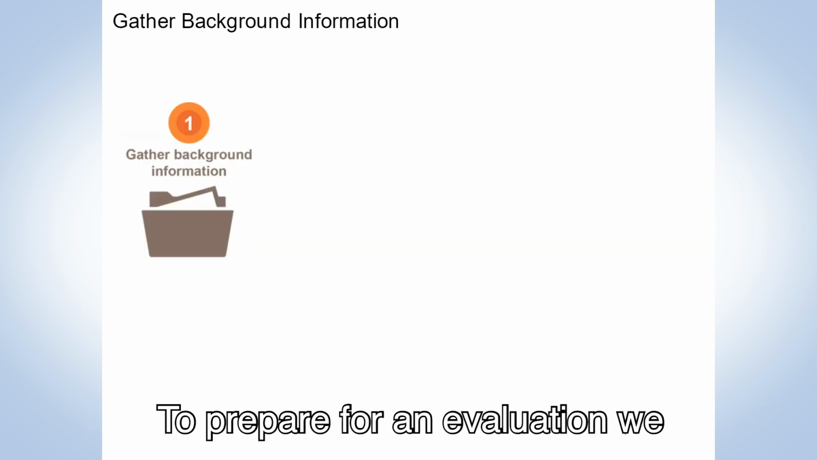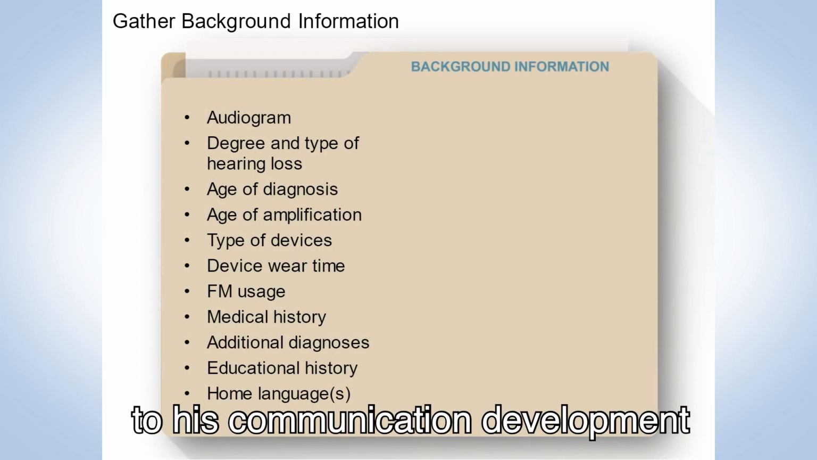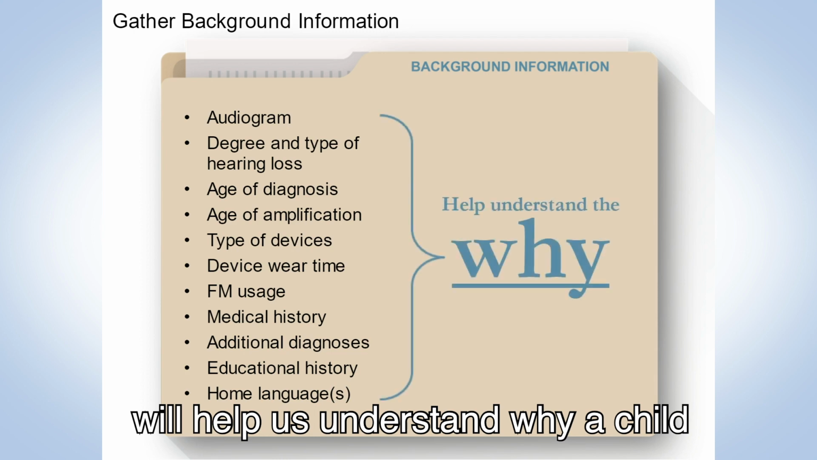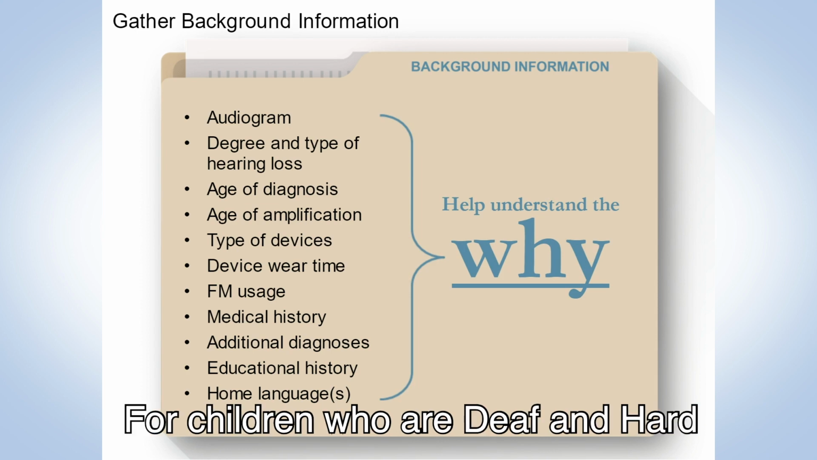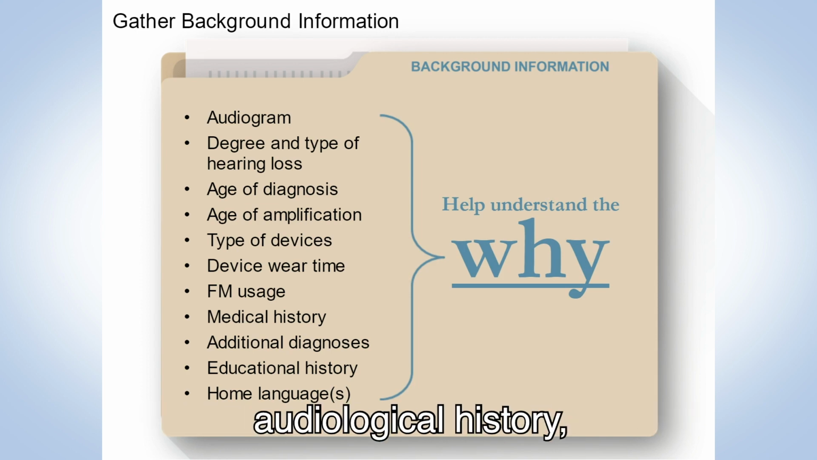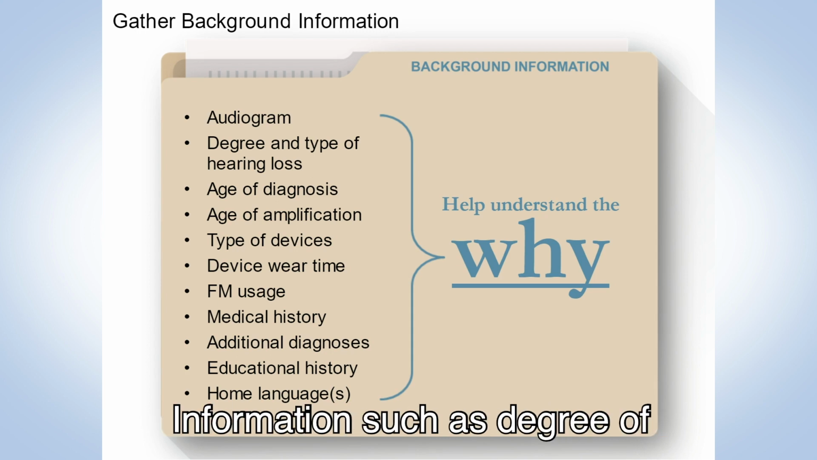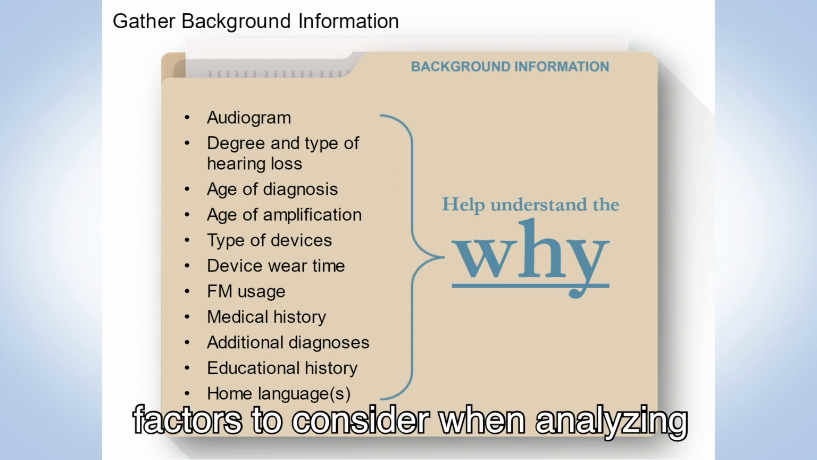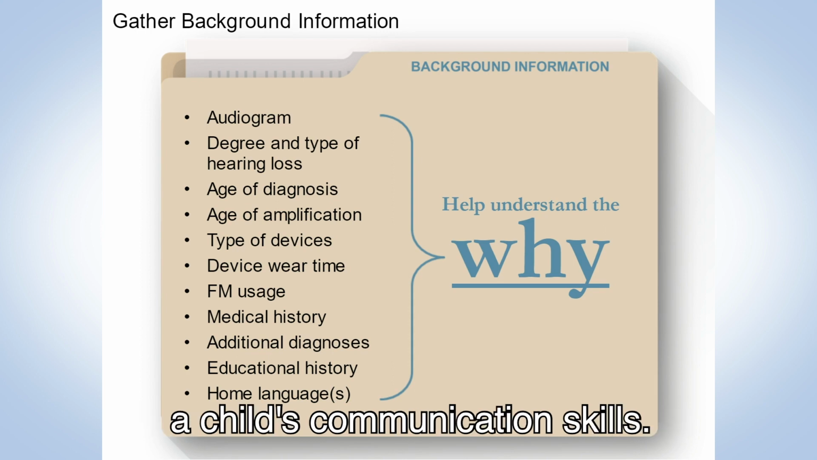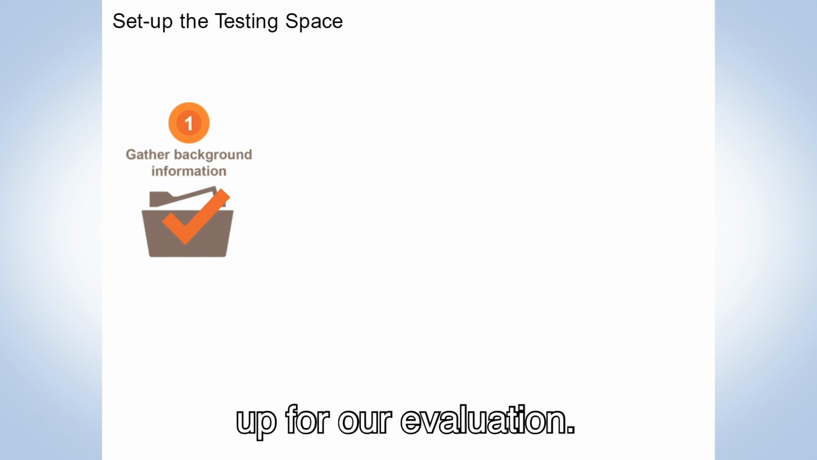To prepare for an evaluation, we first need to gather the child's background information. Understanding a child's background history and factors that contribute to his communication development will help us understand why a child might be doing what he's doing when we begin to analyze his skills. For children who are deaf and hard of hearing, we need to gather the audiological history in addition to the medical, family, and educational history. Information such as degree of hearing loss, age of amplification, and device usage are critical factors to consider when analyzing a child's communication skills.